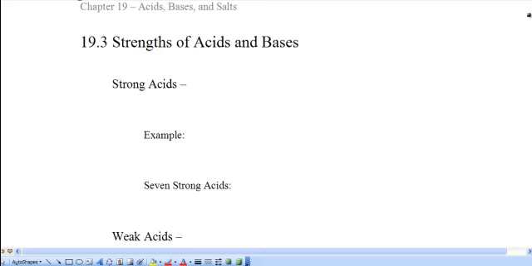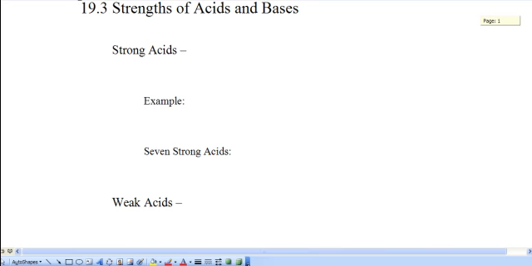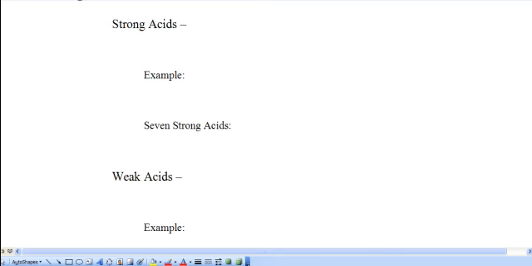And welcome to 19.3, where we're going to be dealing with the strengths of acids and bases. In this section, we're going to take a look at the fact that not all acids are of the same strength, neither are all bases. Alright, so let's go ahead and jump into acids here and see what we have in terms of varying strengths.